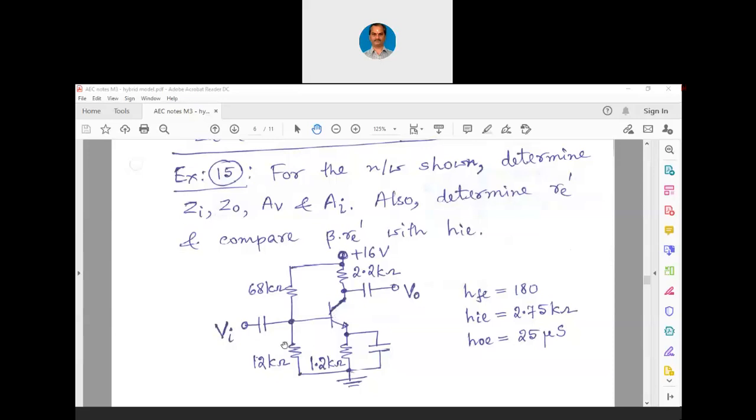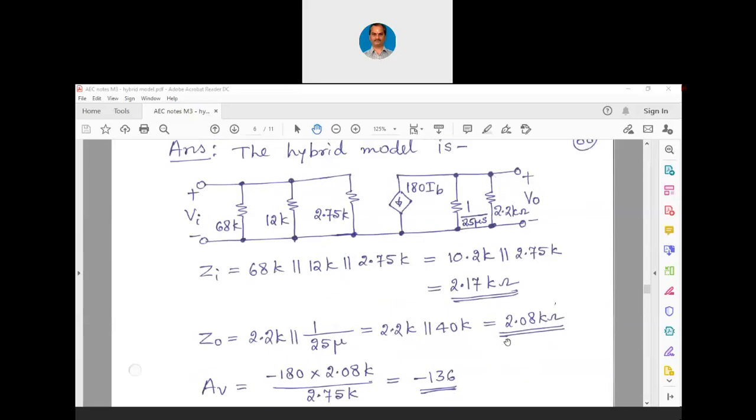So we can apply the approximate analysis here. We can find out the value of emitter current. We can find out the value of RE. Then we can compare it with this. That is why the circuit diagram is given. Let us see how accurate we are in this computation.